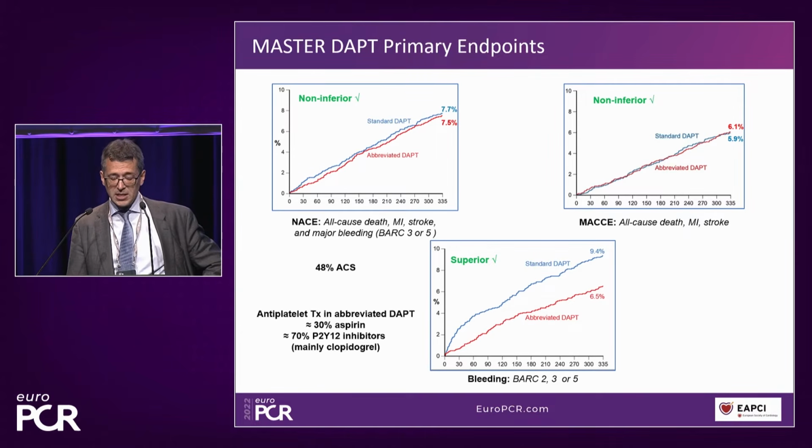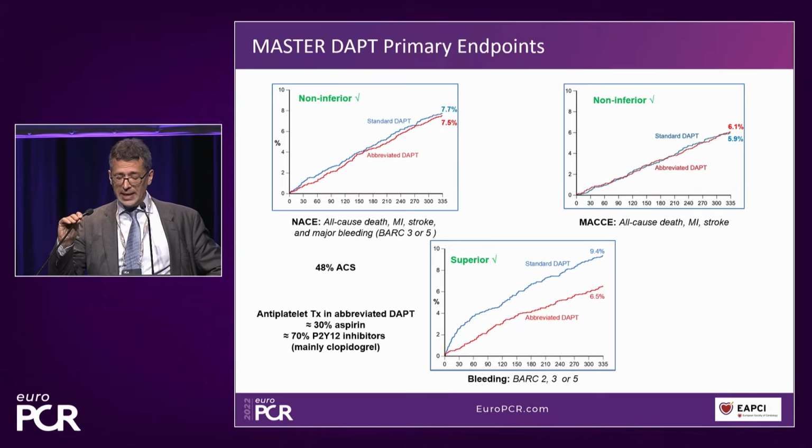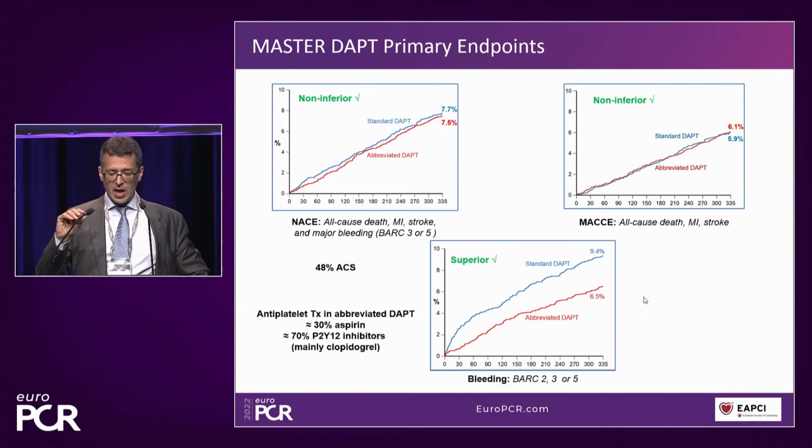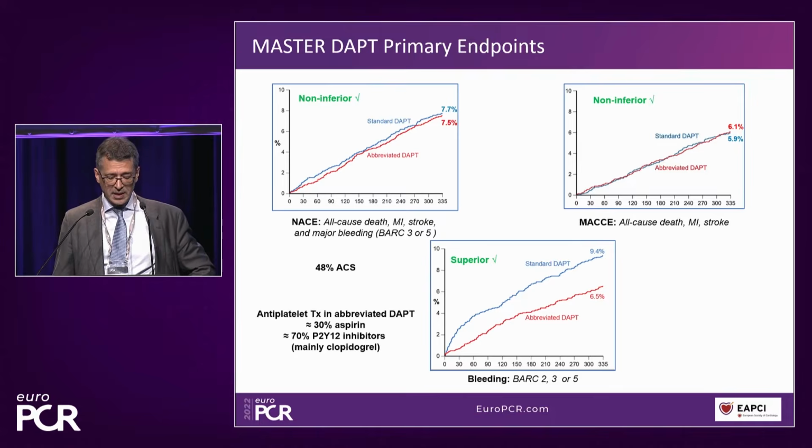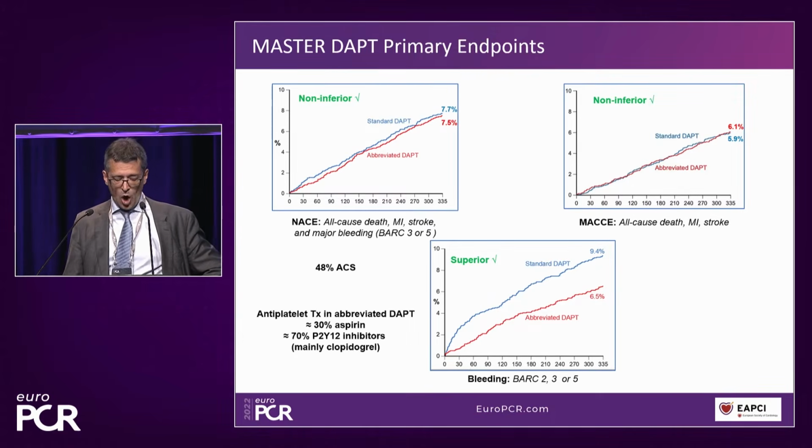The second endpoint, really an ischemic endpoint, MACE: all-cause death, MI, or stroke, with the abbreviated regimen being non-inferior to the standard regimen. At this point, the superiority for bleeding could be tested according to the study design, and you see the abbreviated DAPT was clearly superior as compared with the standard DAPT in terms of BARC 2, 3, or 5 bleeding. Importantly, half of the patients had acute coronary syndromes, and in the antiplatelet treatment in the abbreviated DAPT arm, approximately 30% were on aspirin and 70% on P2Y12 inhibitors, mainly clopidogrel.